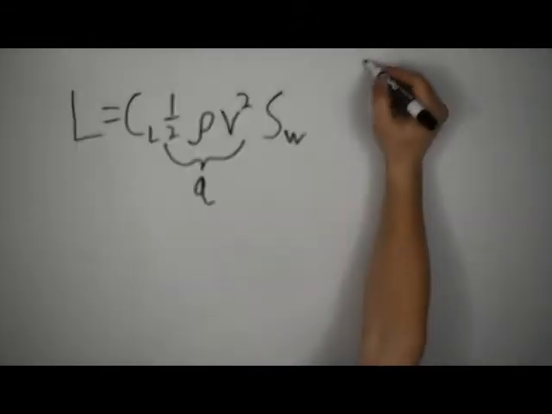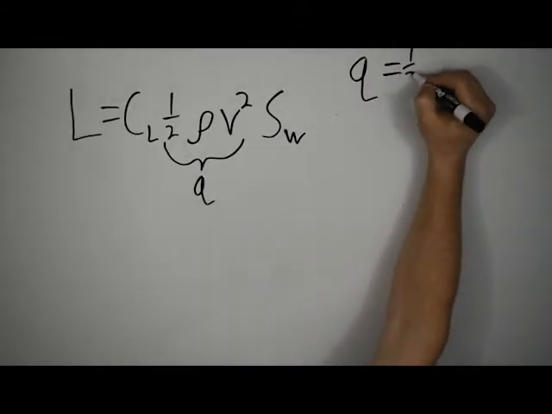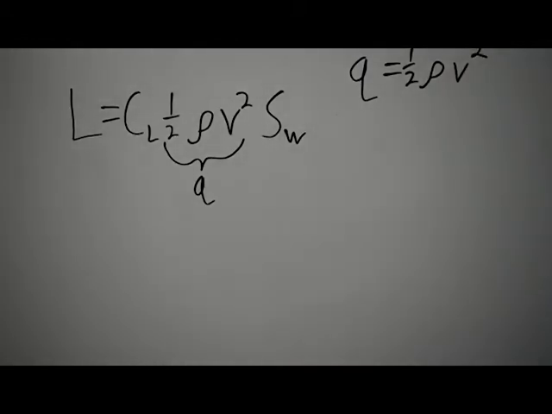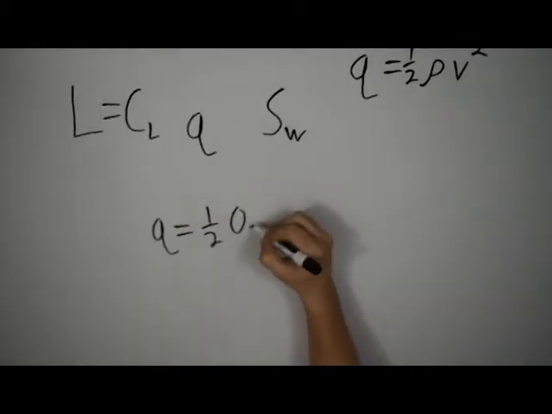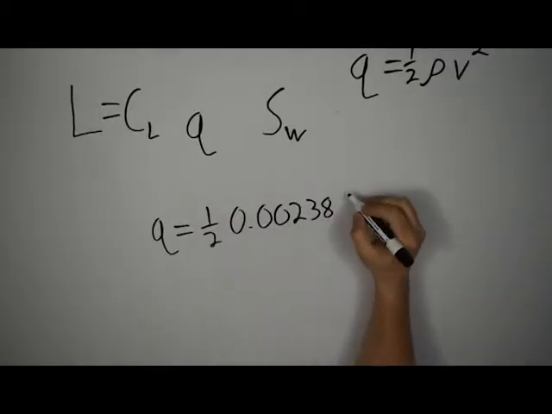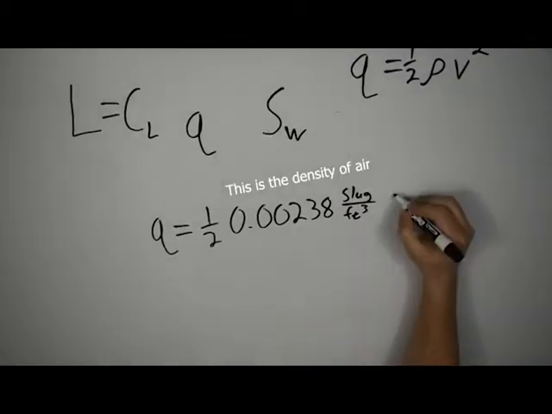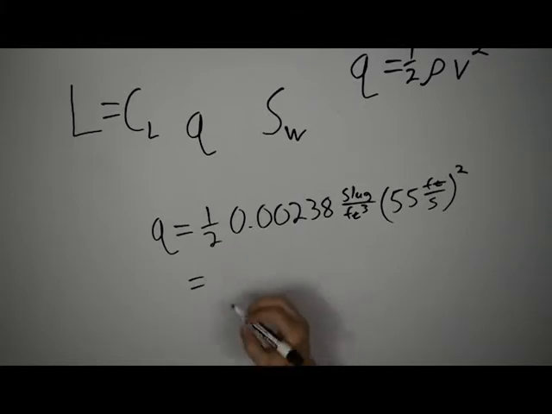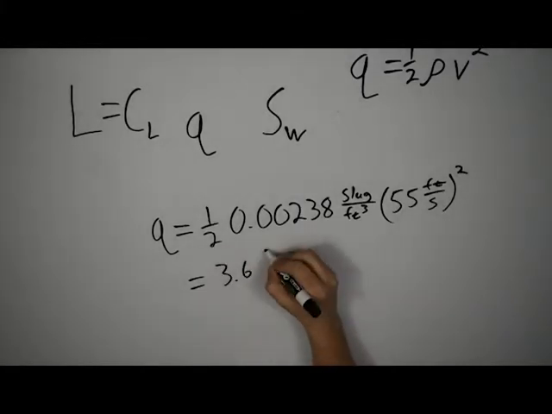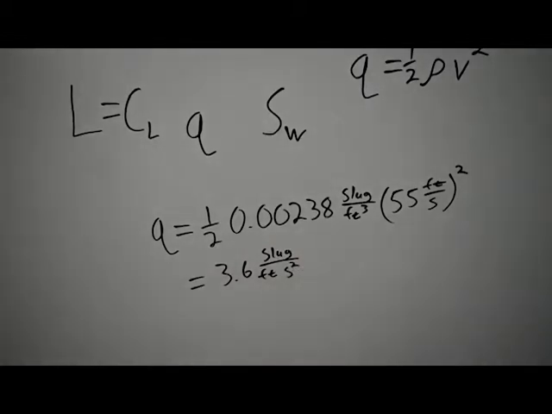Energy can be represented by the letter Q, and we're going to pull that out of our equation and put it off to the side because it's going to be the same for all of our lift, drag, and moment calculations. Now we're going to calculate a value for Q. We're going to do 1/2 times 0.00238 slugs per cubic foot times 55 feet per second squared. And we get that Q is equal to 3.6 slugs per cubic foot. Slugs are an actual unit. They are the imperial system unit for mass.